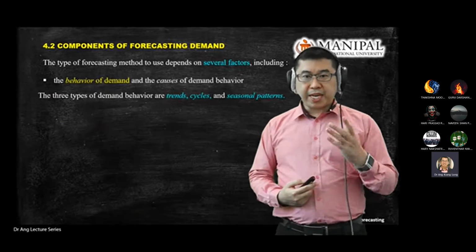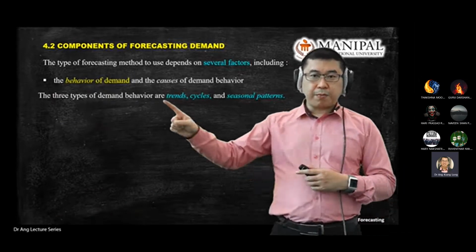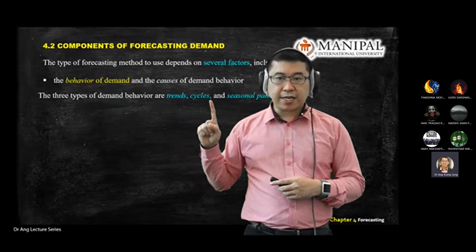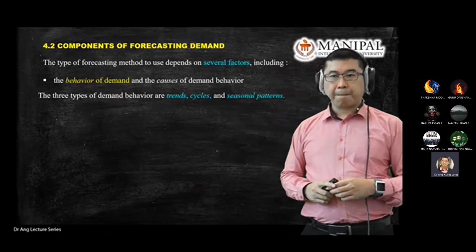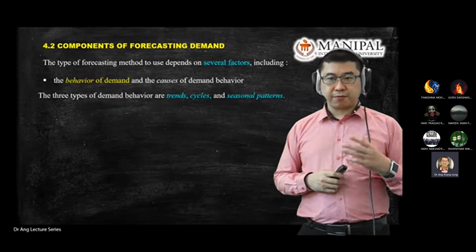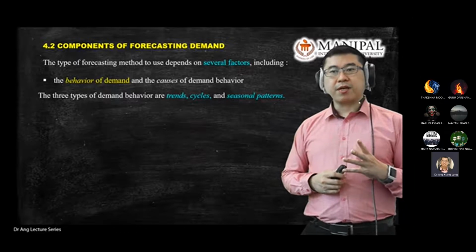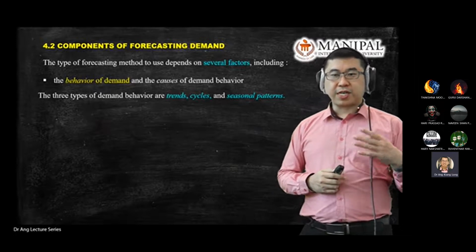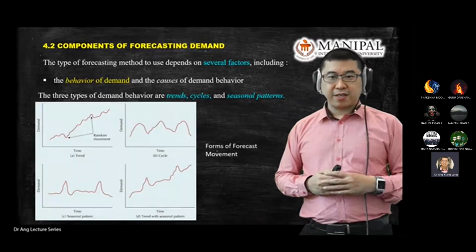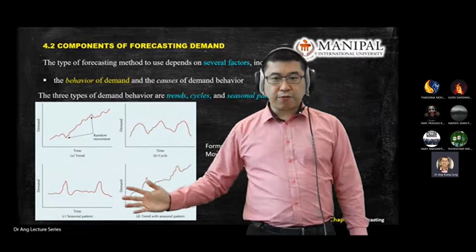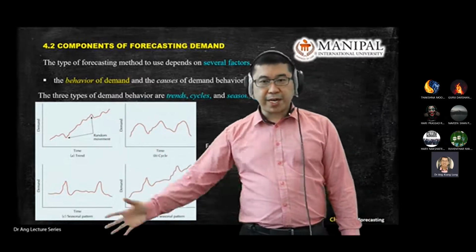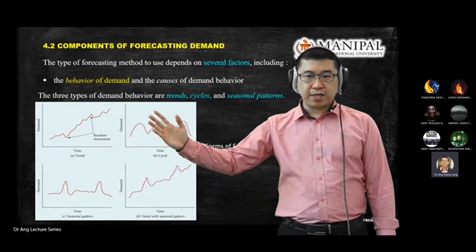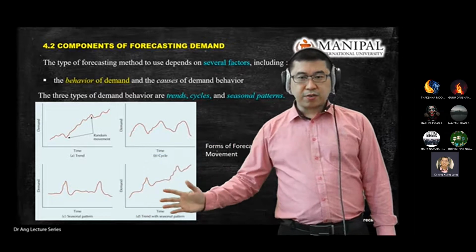Okay, what about behavior of demand? Now, for behavior of demand, you have 3 types. You have trends, cycle, and seasonal patterns. As a forecaster in the future, these fundamentals are important and help you to do forecasting, because you can see graphs from the data. You will see these 4 types of graph. Mainly it is 1, 2, and 3, and this one I will explain.